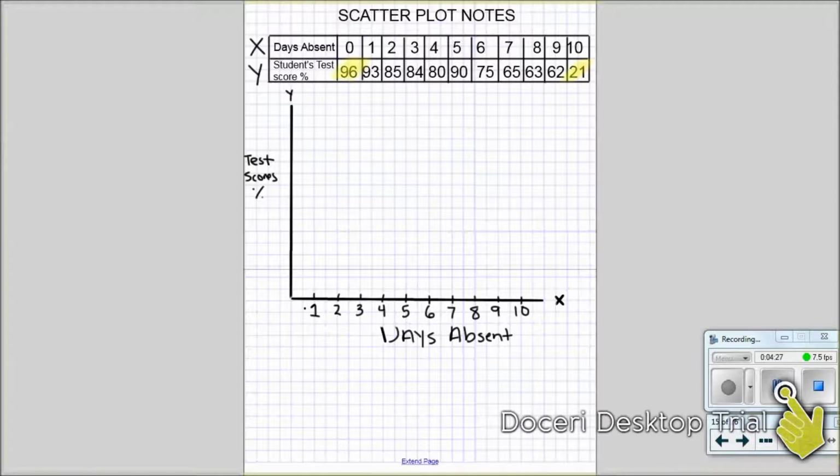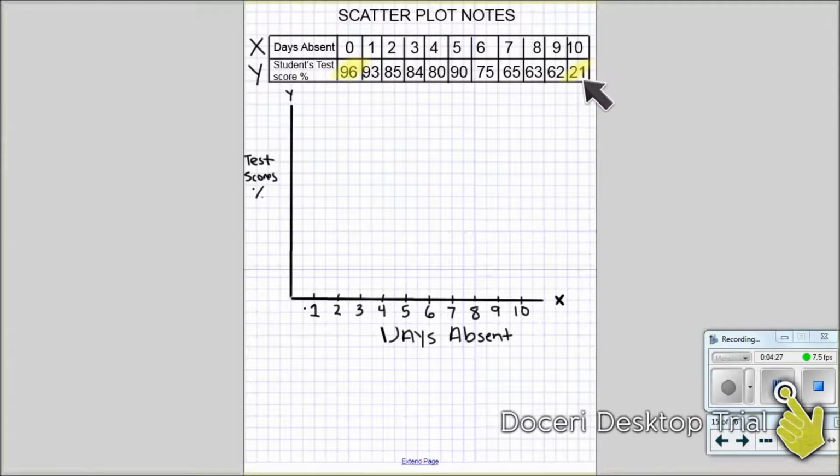Okay, so the other thing I want you to notice is if we look at our table, a lot of our values are really close to 5s. So 96 is very close to 95. 93 is very close to 95. 85 is directly on 85. 84, very close to 85. 80, 90, 75, 65, all of these are very close to 5. So that tells me I want to count by 5. Now remember, our smallest amount on here was 21.